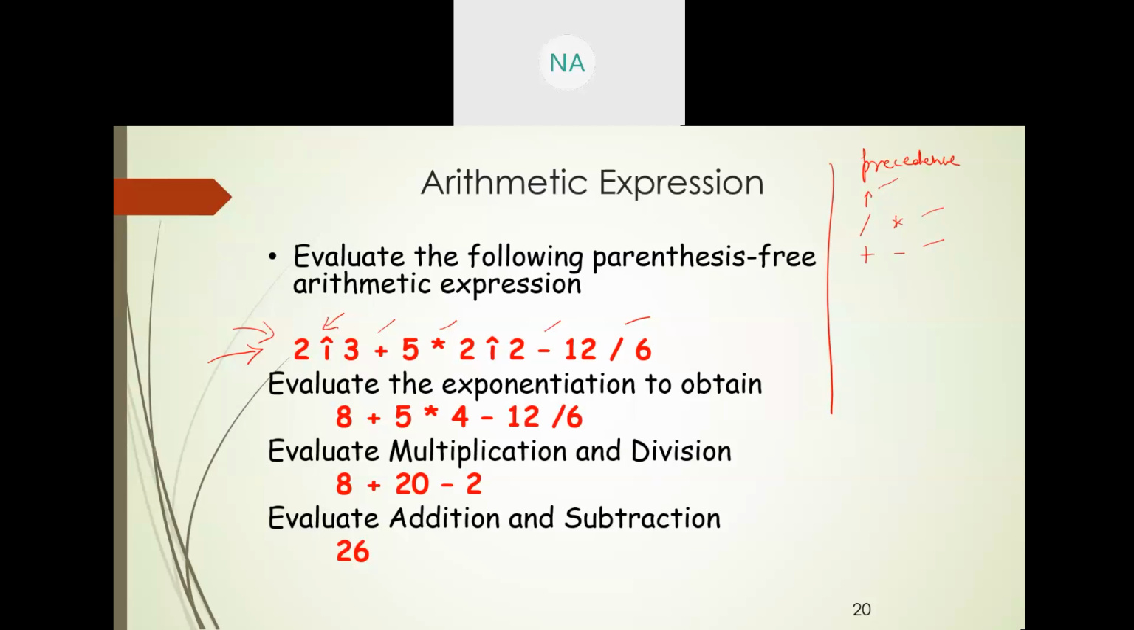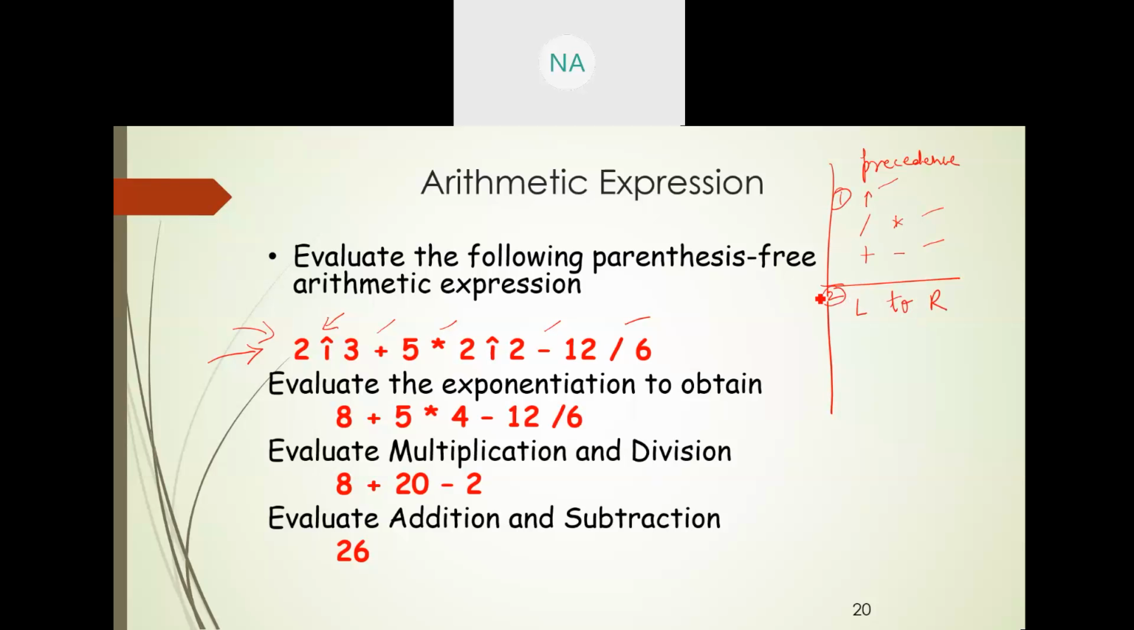If there is an expression which has both plus and minus, how will you decide which operator will be evaluated first? For that, we define the second rule: if there are operators which are at the same level of precedence, those operators will be evaluated from left to right. So we have defined two rules to decide the order of evaluation of different operators.